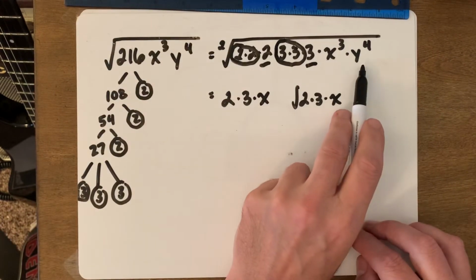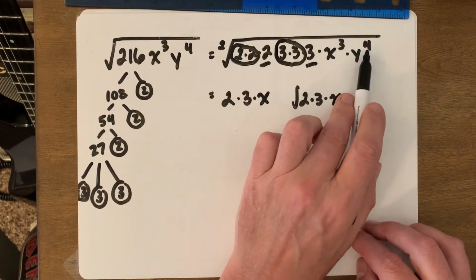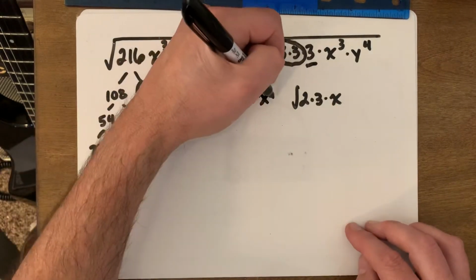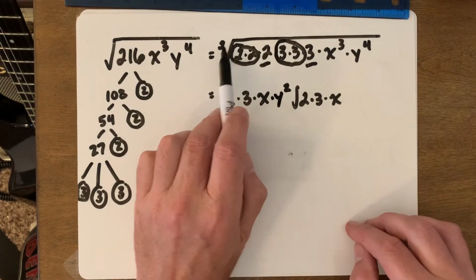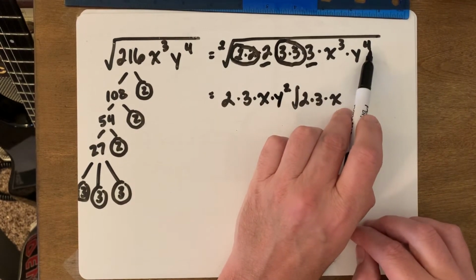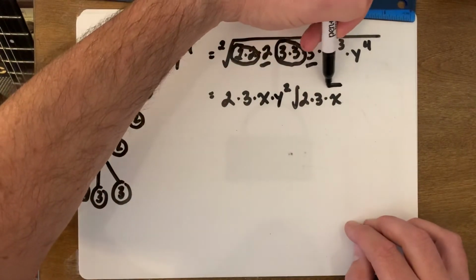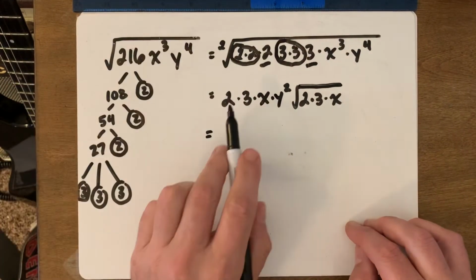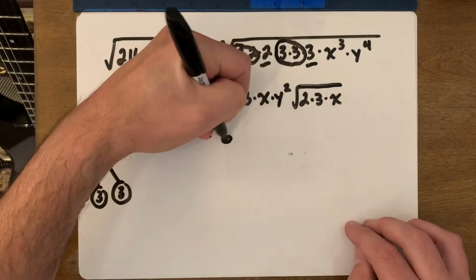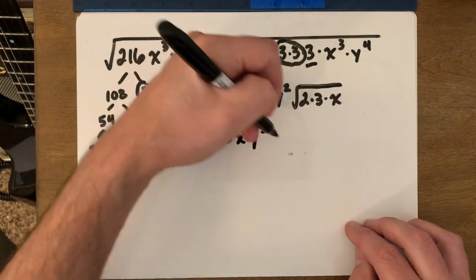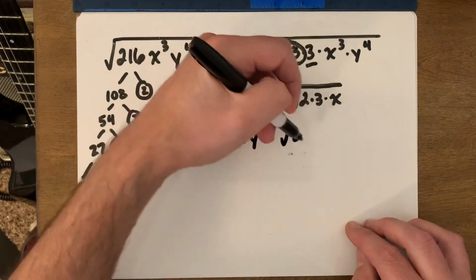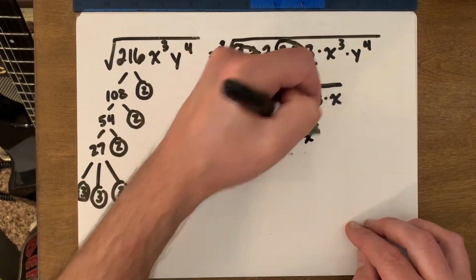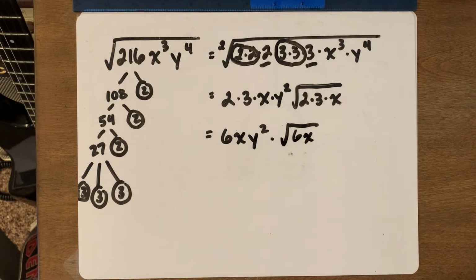However, for the y's, I can get 2 groups of 2 to come out and take care of all of those 4 y's. And so what happens is you get a y squared sitting there, and they all come out. So whenever that is a divisor of this exponent, all of them are going to come out. All right, so let's see how this works. Okay, so we've got 2 times 3 is 6, x, y squared, times the square root of 2 times 3 is 6, x. Again, it looks complicated, but the more of these that you do, the easier it's going to get, I promise you. And it's really not going to seem that bad.